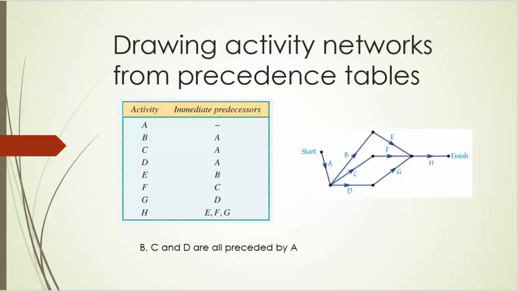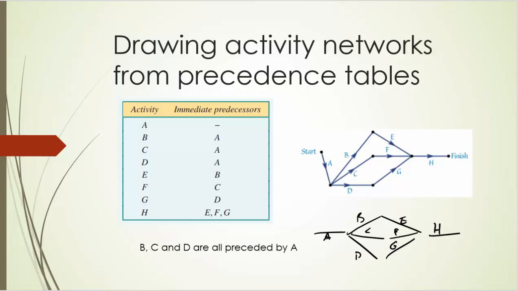That. So B, C and D have now got a single source at the end of A. That doesn't have to be drawn exactly like that. You could have gone A and then B, C, D and then E, F and G and H like that. That would have been just as good. So that's the basics of drawing activity networks from a precedence table.